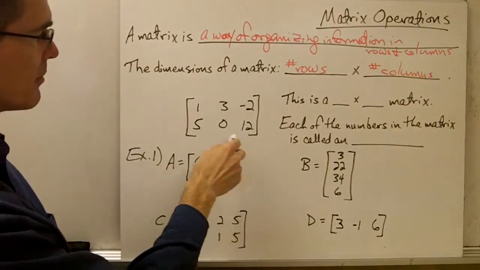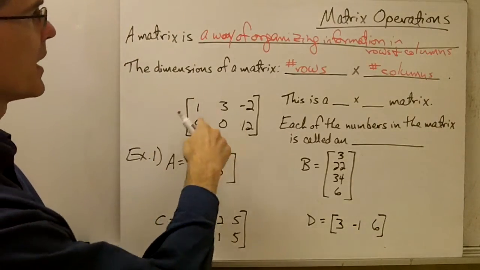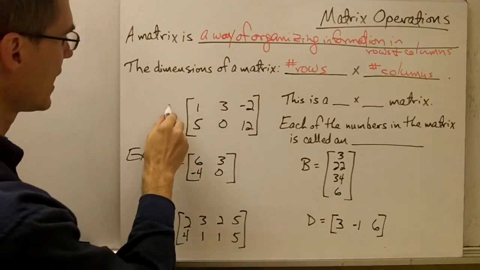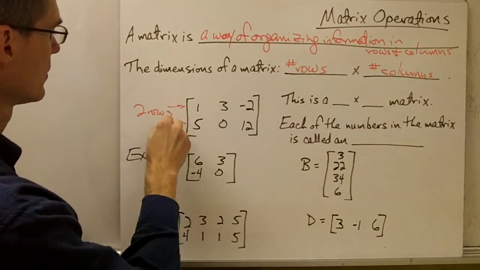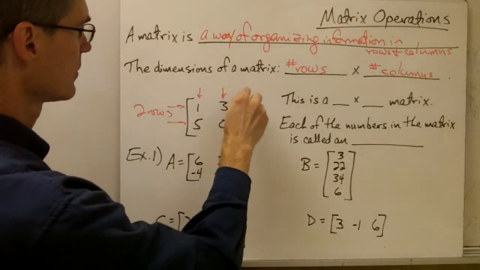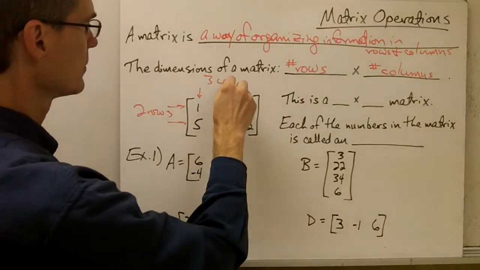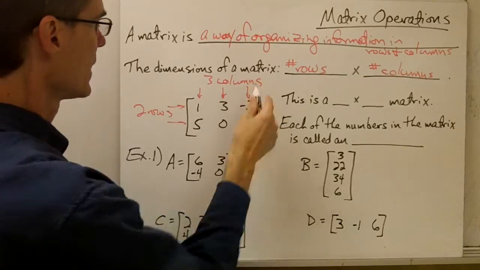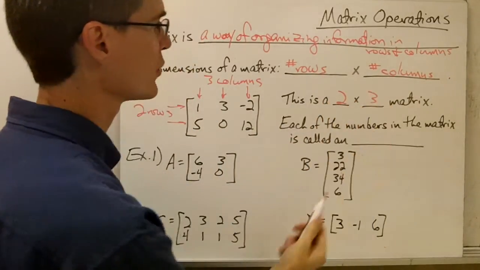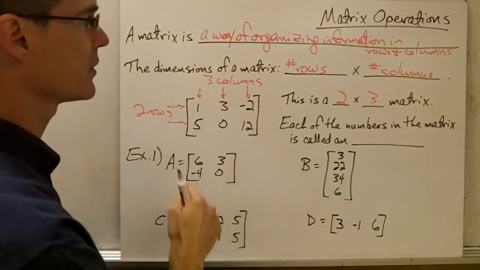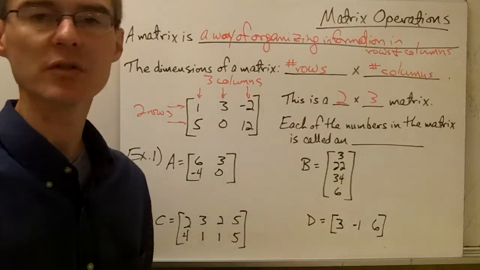So, for example, here's a matrix. I've got some information, some numbers that are organized in rows and columns. I see I've got 2 rows and I've got 3 columns. So this particular matrix we would say is a 2 by 3 matrix. 2 rows by 3 columns. Those are the dimensions of the matrix.